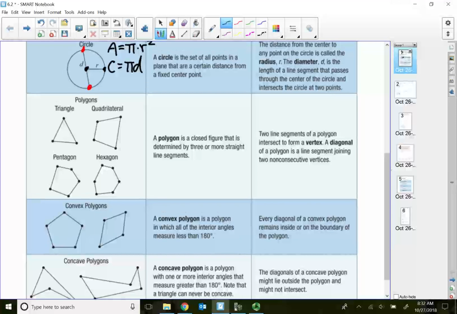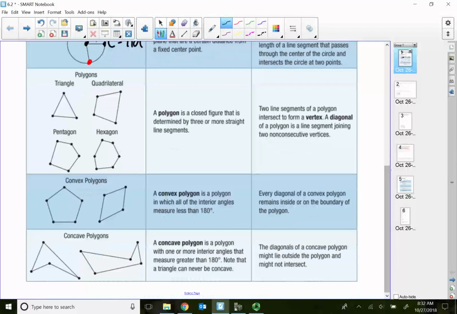This one is called a convex polygon. A convex polygon is a polygon in which all interior angle measures are less than 180 degrees. If all angles within are less than 180 degrees, it's called a convex polygon.